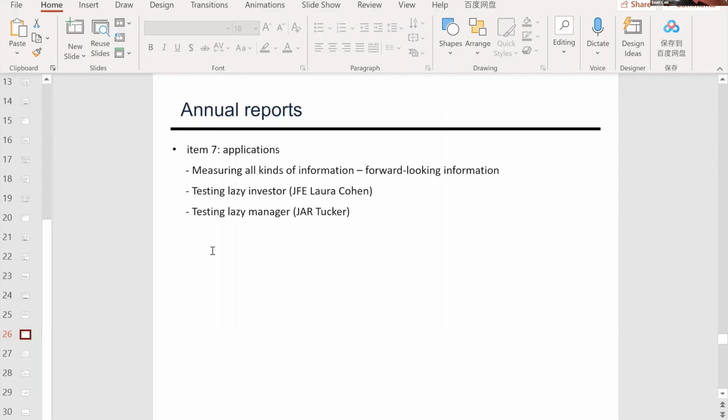So to summarize, what you can do with item 7: the first one is to measure the forward-looking information and use that information to predict the future, which can help investors make investment decisions and help managers make decisions. And the second, you can test whether managers are lazy or do not want to disclose information, by comparing this year's discussion with the previous year. If they're too similar, something is wrong about the firm.